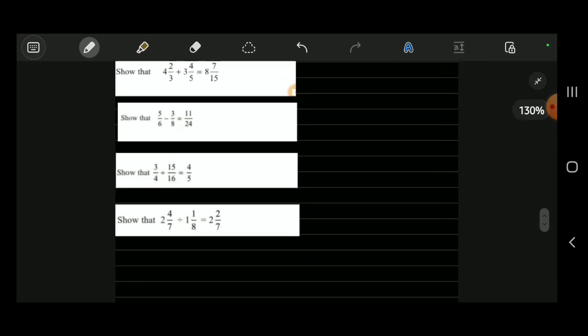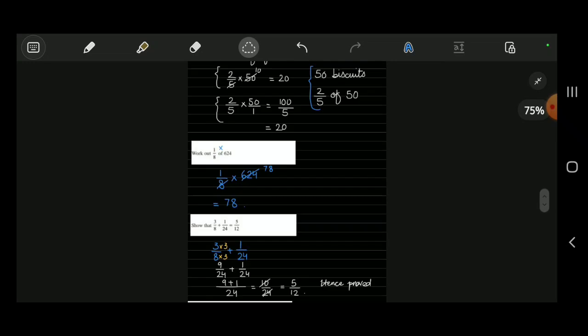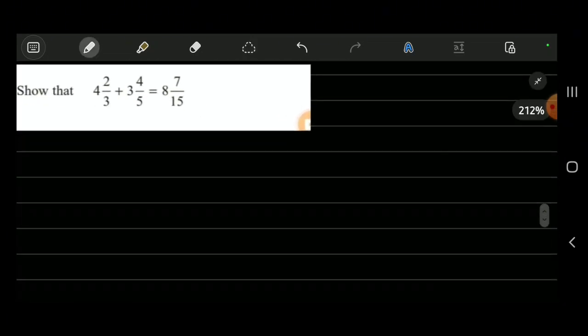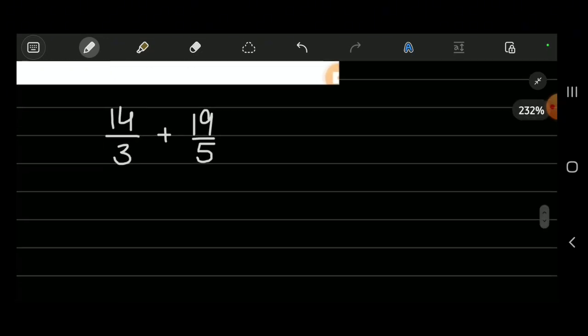Okay, sometimes they may give you mixed fractions, so what you can do for that is first change everything on your left hand side to an improper fraction. So we multiply 4 times 3 is 12, 12 plus 2 is 14, so 14 over 3 plus 5 times 3 is 15, 15 plus 4 is 19. Okay, do solve it.